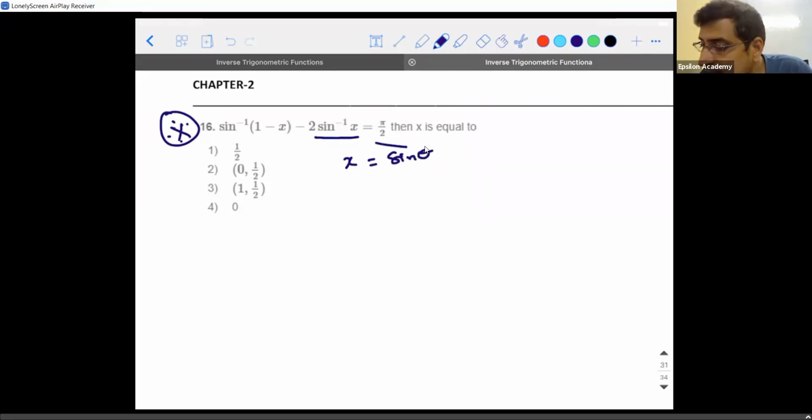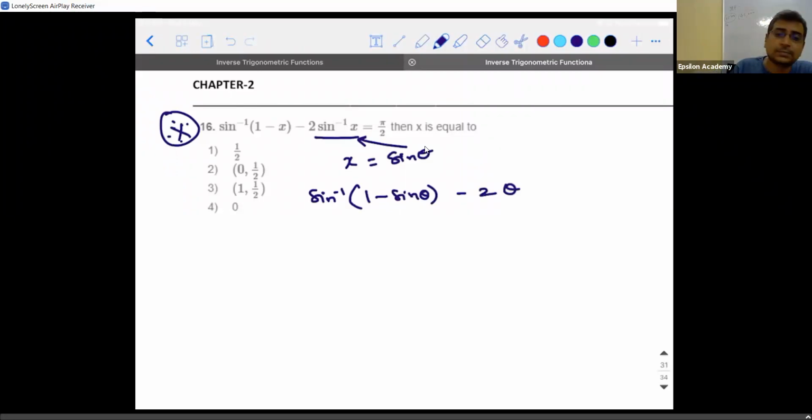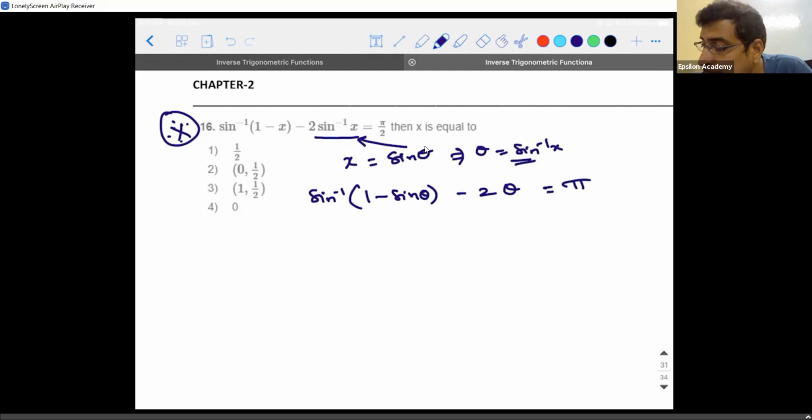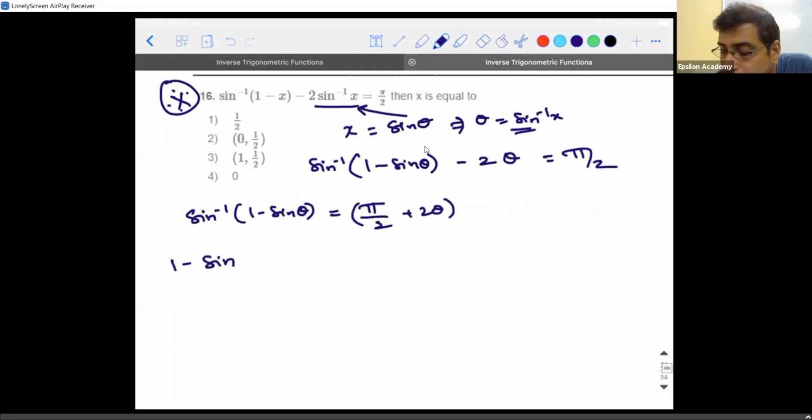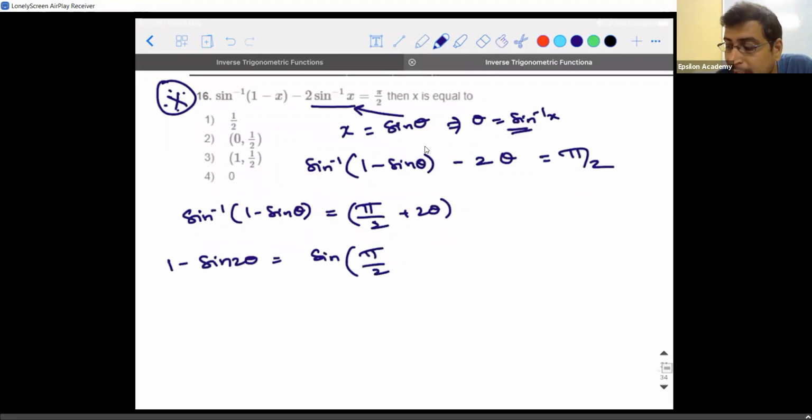Okay. If I put x is equal to sine theta, sine inverse of 1 minus sine theta minus 2 theta. Can I write it like this? Because if I put x is equal to sine theta, theta is equal to sine inverse of x, minus 2 theta is equal to pi by 2. So sine inverse of 1 minus sine theta is equal to pi by 2 plus 2 theta. Correct? So 1 minus sine theta is equal to, if I take sine to the other side, sine of pi by 2 plus 2 theta.